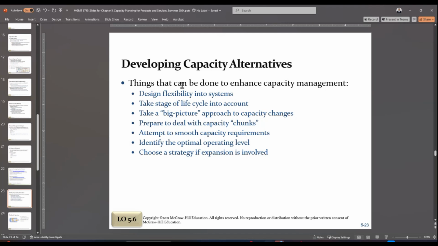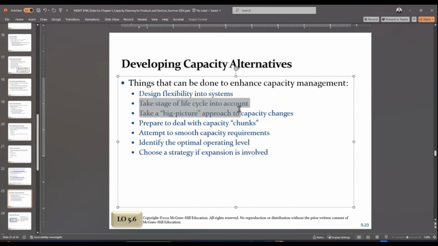Moving forward, developing alternatives is one of the things that can be done to enhance capacity management. There is design flexibility in the system. I think that is very well explained in the videos as well. Take the stage of the life cycle into account. And I'm going to talk more about this topic in the next 2 lectures as well.